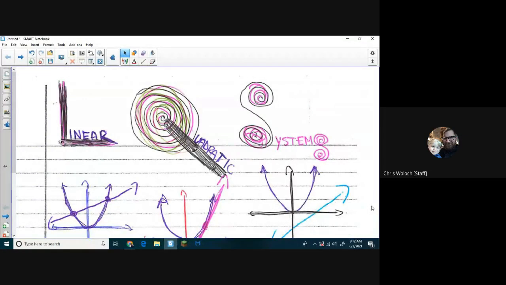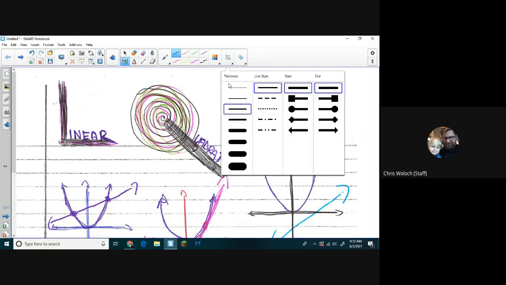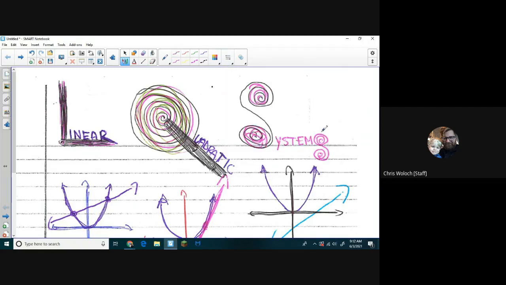So again, we're looking at linear quadratic systems. Just to reiterate, what is a system? Well, a system is just one line and one parabola.